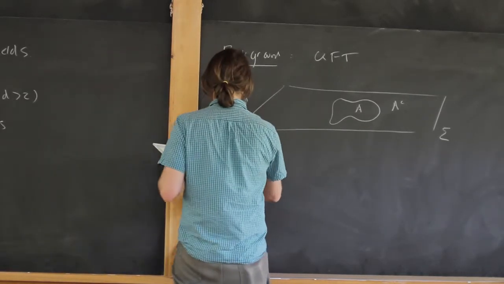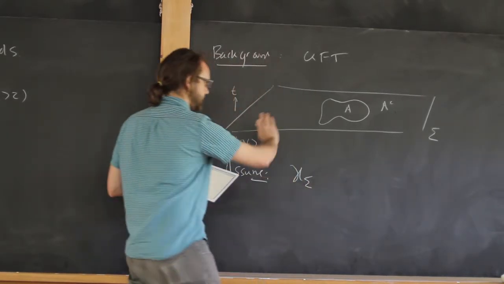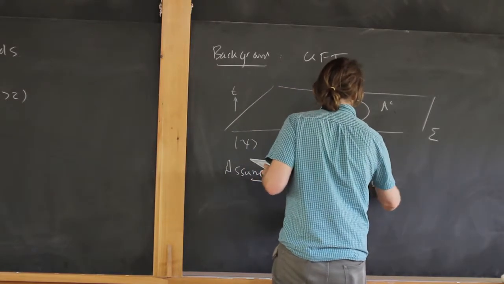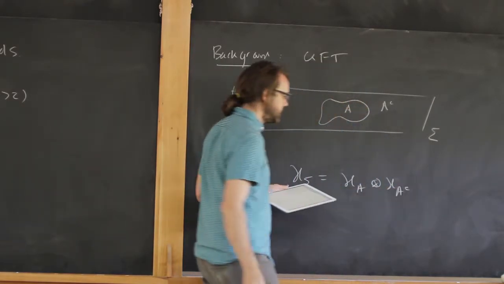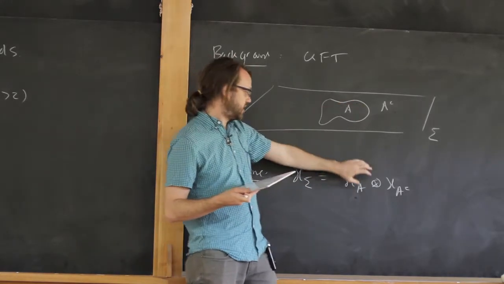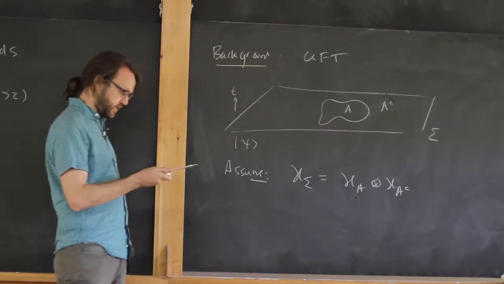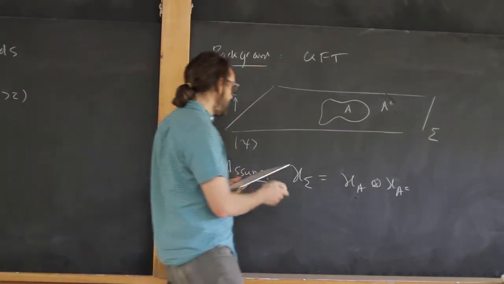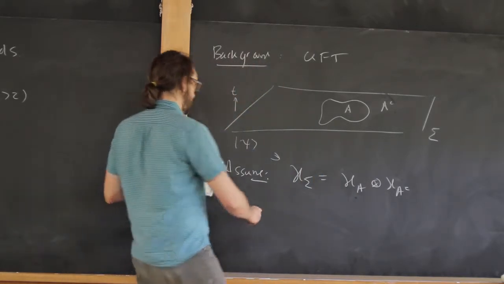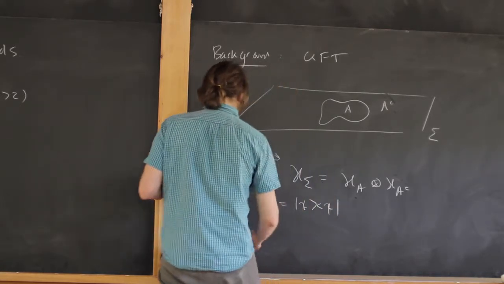Let's, for now, assume that it's okay that the Hilbert space on this slice splits as a tensor product of A and its complement. This is the Hilbert space describing degrees of freedom in here, and this is the Hilbert space describing degrees of freedom out here. Then we take some state in the total Hilbert space, make a density matrix, and then trace over the complement.